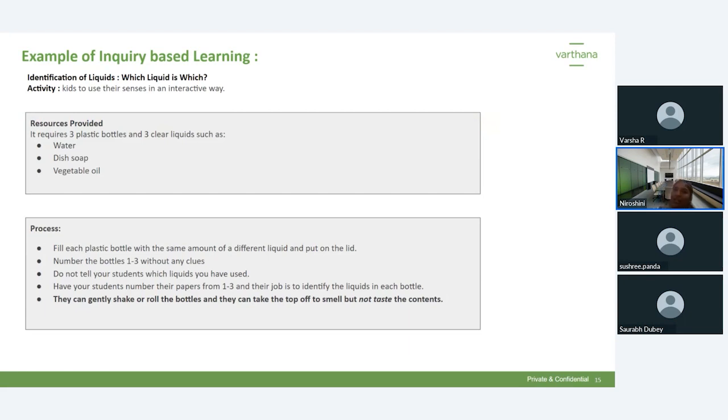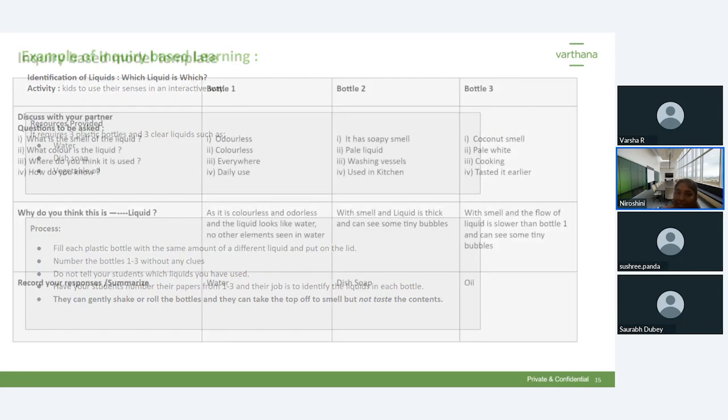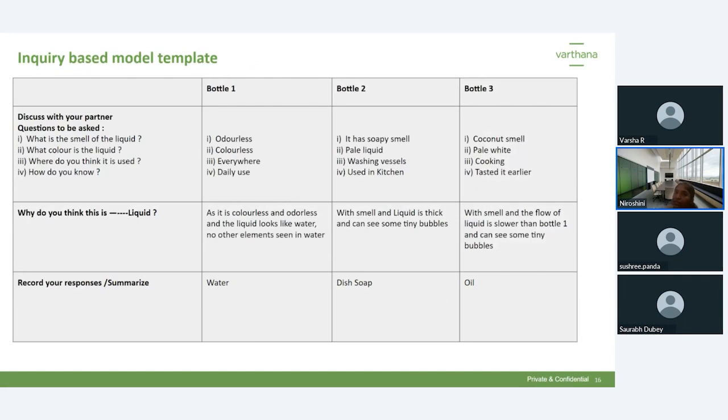Once that is done, you can tell your students that they can number the papers that we have given to them, like 1, 2, and 3. And now they're supposed to start identifying the liquids from each bottle. The students will be paired up in groups, and then you can start the inquiry-based model template. If the student strength is very limited inside the classroom, this can be performed individually also, but a group activity will give them a lot of shared ideas and knowledge.